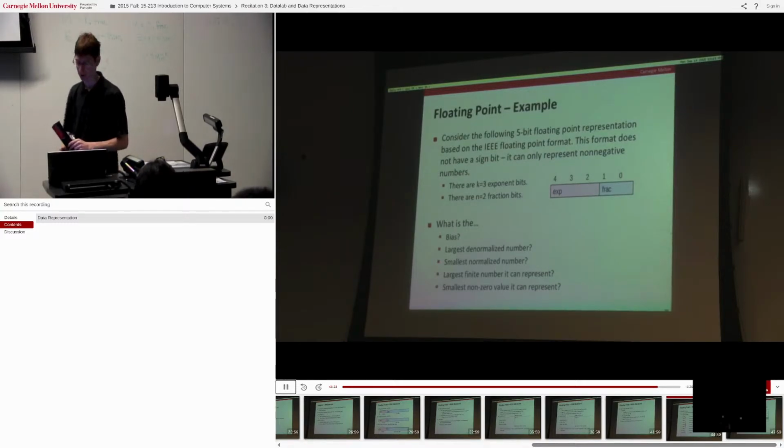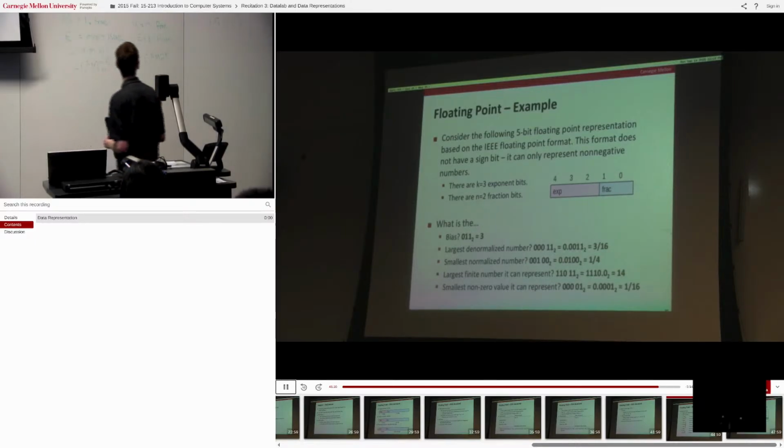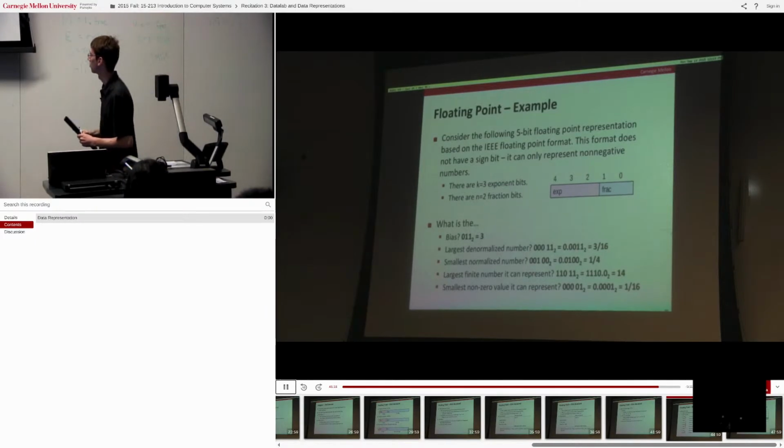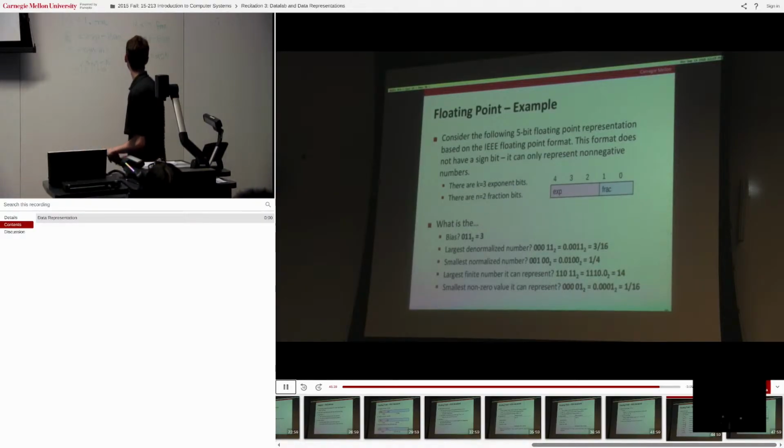Since we're running short on time, we'll put the answers up and we'll just look at them. So the largest denormalized number we could represent, the denormalized number is here, where the exponent bits are all 0, so the first 3 bits have to all be 0. And then to get as big as possible, we could have all the rest of the bits be 1. And so that gets us to 3/16 when we apply this formula.